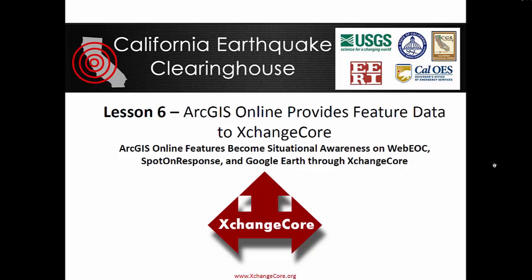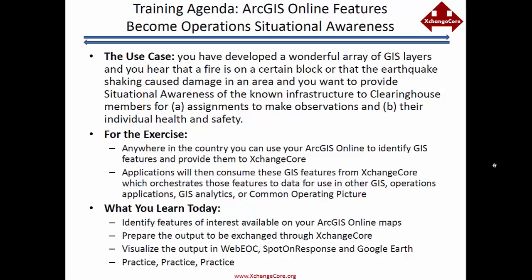Let's take a look at how we're going to go about doing that. If I can make my screen move, let's go back and start with a use case. This use case is how we get those ArcGIS Online features to become operational situational awareness. You've developed a wonderful array of GIS layers, and you hear that a fire on a certain block is taking place, or that earthquake shaking has caused damage in your area. You want to provide situational awareness of the known infrastructure to Clearinghouse members for 2 things.